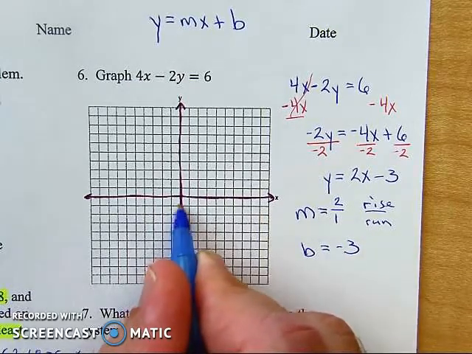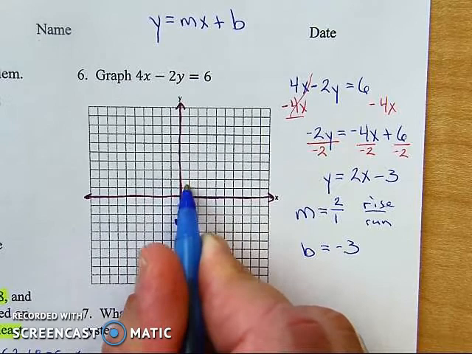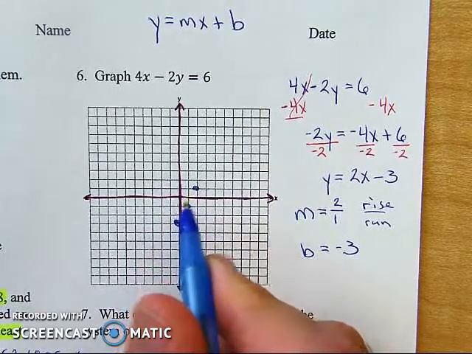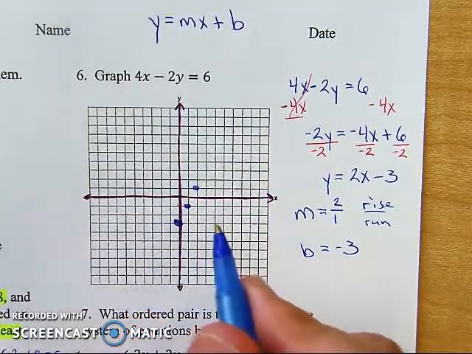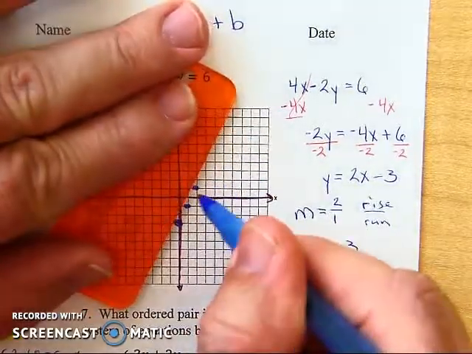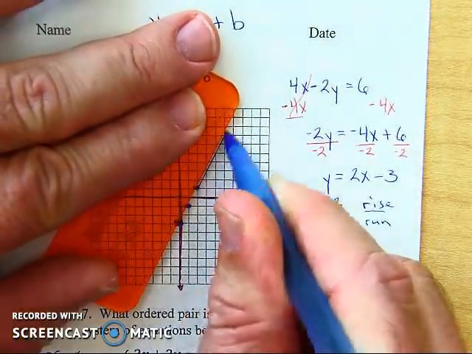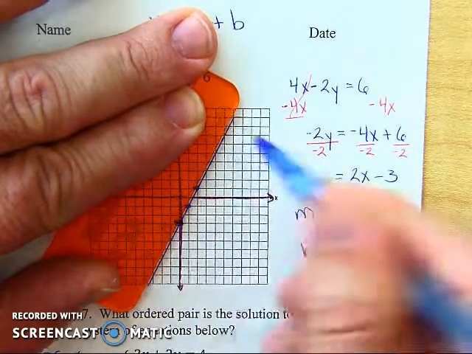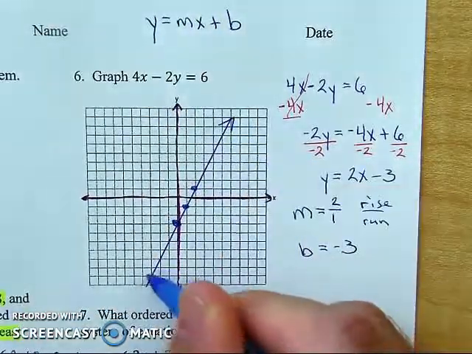So rise of 2, run of 1. You could do it a couple times if you want. And then grab some kind of straight edge or ruler. I'm going to go ahead and use a mini ruler right here. And there you go.